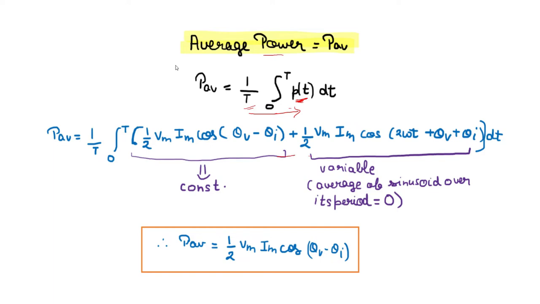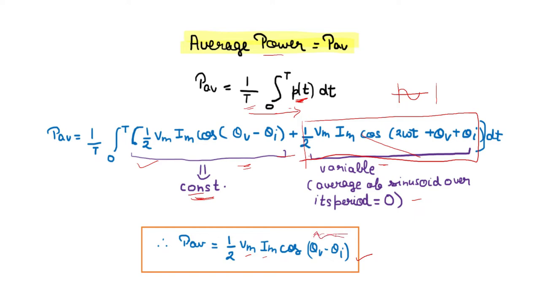So we get this, and as we know that this term is constant and this is the variable term, and integration of a sine wave or cosine wave over its time period is 0. Therefore, on integrating this whole term, it will get cancelled out and the remaining term is this, which is a constant. So on integrating it, we get this. So average power is equal to half of the maximum value of voltage into current, then into cos(theta v minus theta I). So this is the phase difference between the voltage and the current.